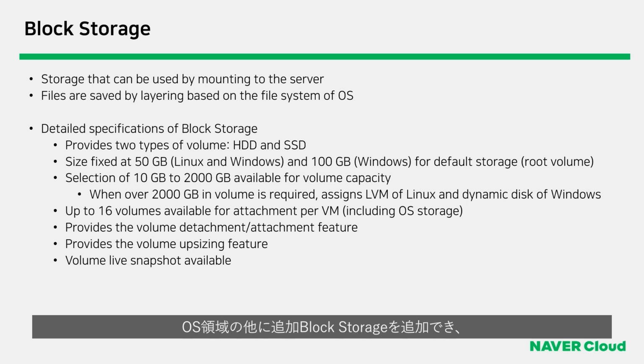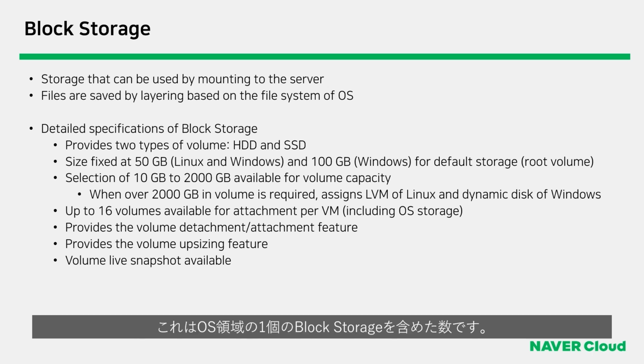Additional block storage outside the OS area can be added, and a minimum of 10 GB to a maximum of 2 TB can be created for additional block storage. If you want to recognize more than 2 TB of block storage for a single volume, you can bind multiple volumes of block storage and recognize them as a single volume through LVM in Linux or dynamic disk allocation in Windows. Up to 16 block storage units can be allocated for each server, including 1 block storage in the OS area.